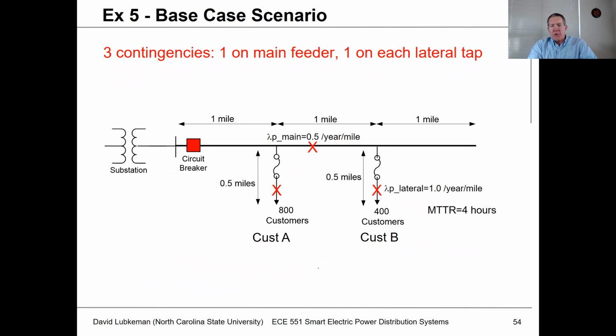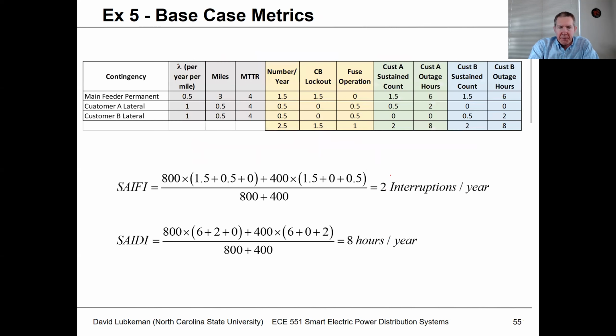So if we use the approach that we talked about in the previous examples, we basically have 3 contingency locations. We have faults in the main feeder, we have faults on this first tap for customer A, and we have faults on the second tap for customer B. What we can do in this case is multiply the failure rate times the line miles. That'll give us the number of events per year. This is always a good starting point, to identify again where the contingencies are that we need to consider for this analysis.